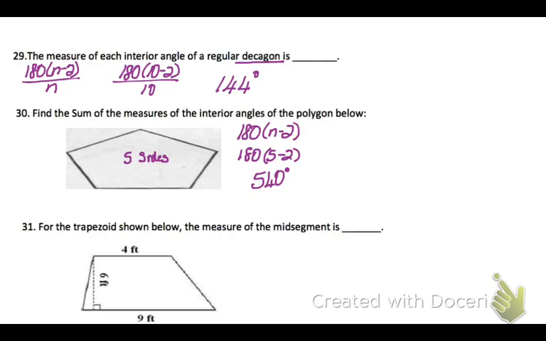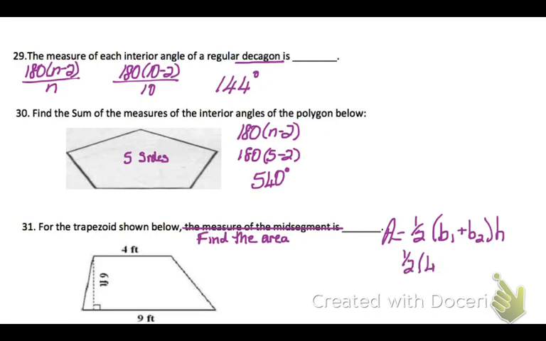Now on this next one, the first thing I want you to do is change the question. Cross off the measure of the midsegment and write in, find the area of this trapezoid. Recall that the formula for the area of a trapezoid is 1/2 times base 1 plus base 2, times the height of the trapezoid. Then I'm just going to plug in numbers and solve this. And I get that this trapezoid has an area of 39 feet squared.